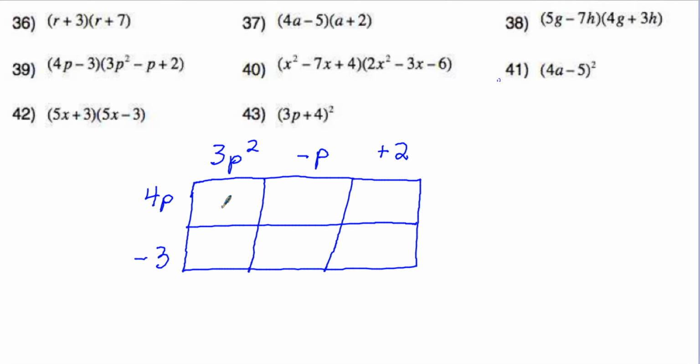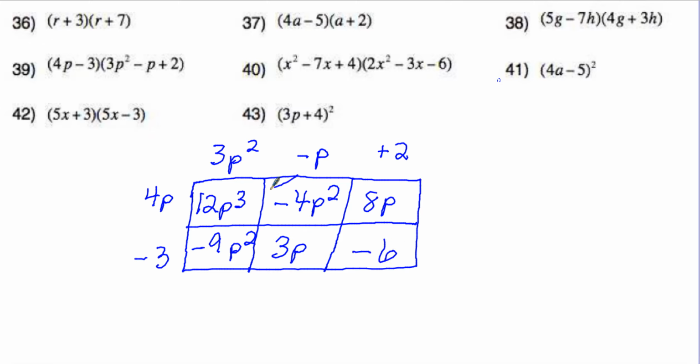Okay, so 4p times 3p squared equals 12p cubed. 4p times negative p is negative 4p squared. 4p times 2 gives us 8p. Negative 3 times 3p squared is negative 9p squared. Negative 3 times negative p is 3p. Negative 3 times 2 is negative 6.